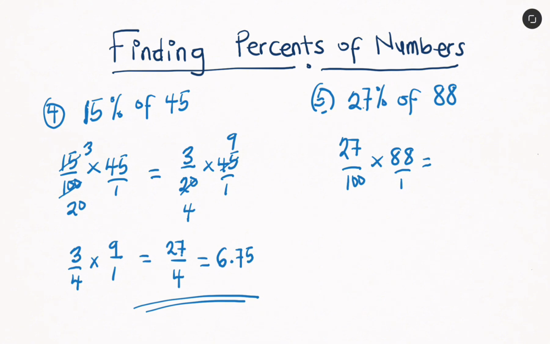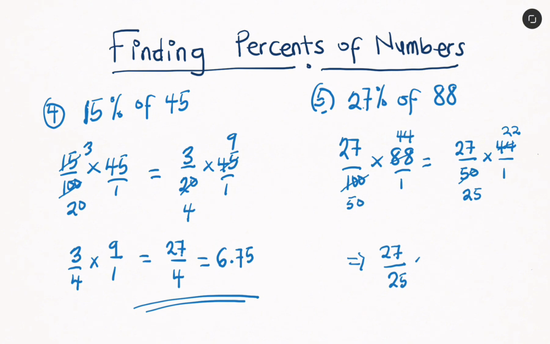Over here, I can still cancel to make things a little bit easier for me to divide. So I say 2 will go into 100 how many times? It will go here 50 times. Then it will go into 88 44 times. So I have 27 over 50 multiplied by 44 over 1. Then again I ask myself, 2 can still go into 50 25 times, and then it will go into 44 22 times. So this is what I have: 27 over the 25 at the bottom multiplied by 22 at the top divided by 1.